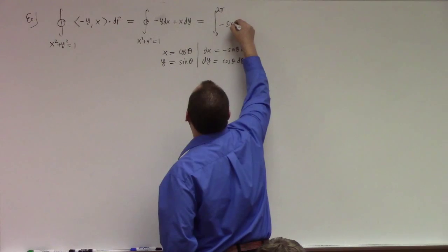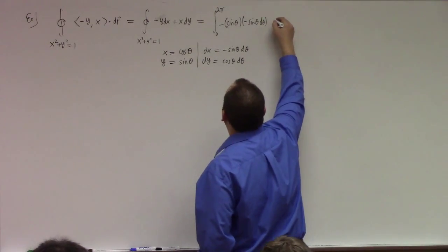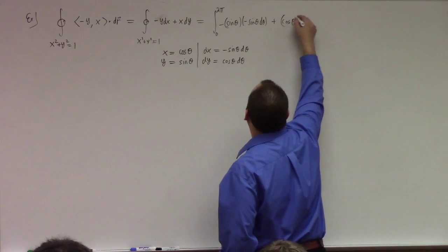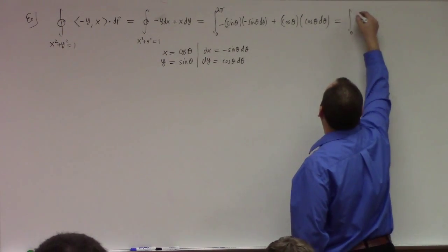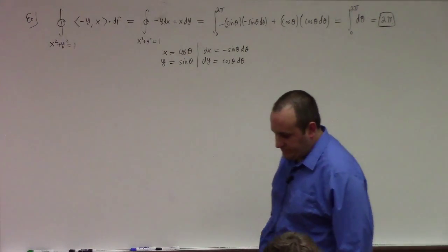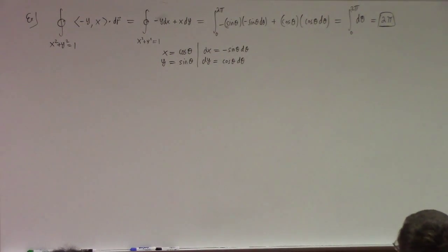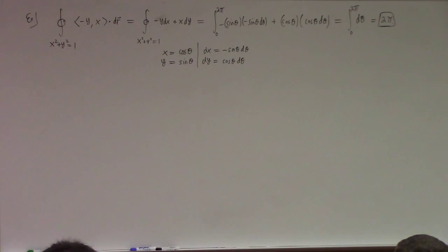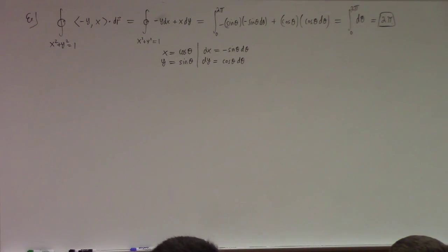Minus y was minus sine theta. dx was minus sine theta d theta, plus cosine theta d theta. That's just a notation that says the integral's around a loop. I could also write it without the circle. I'm just showing you.